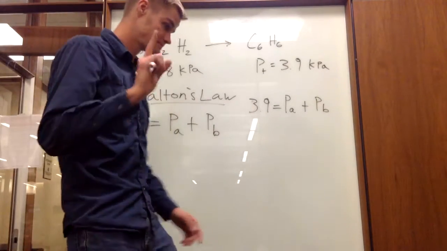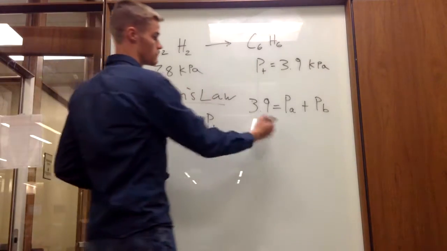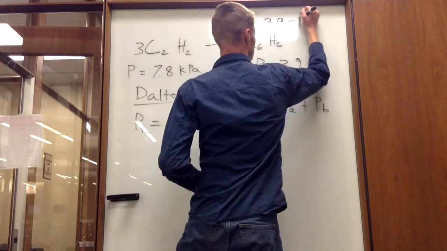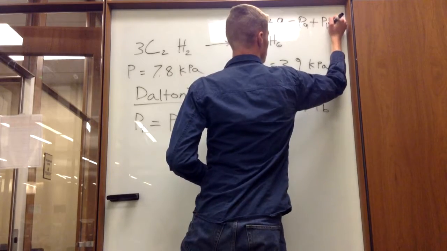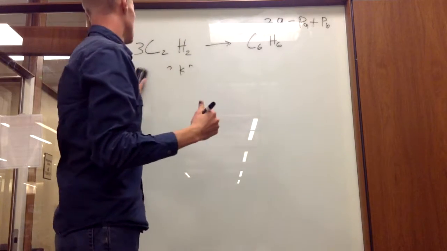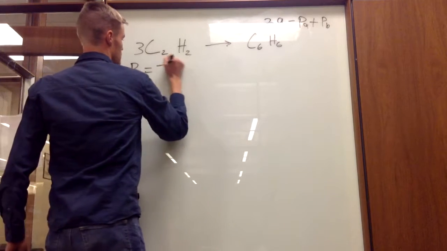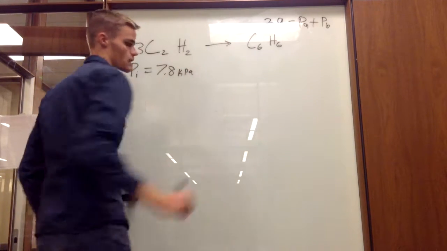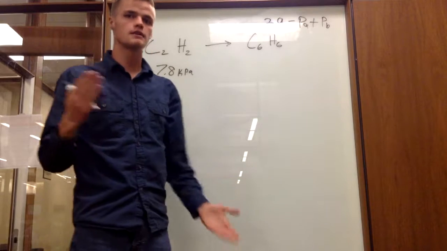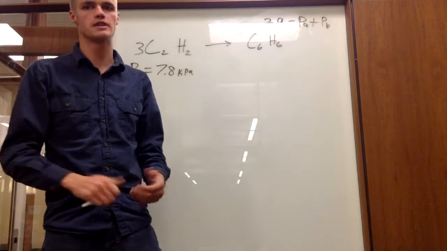Hey everybody, I'm Brian. I'll explain some things. So, hopefully you understood everything that happened here. I'm just going to write it up here so we remember it. So it's 3.9 is equal to pressure A plus pressure of the benzene. Don't forget that pressure initial is 7.8 kilopascals. Alright, so that just tells us the pressure. That doesn't really tell us the moles that are used.